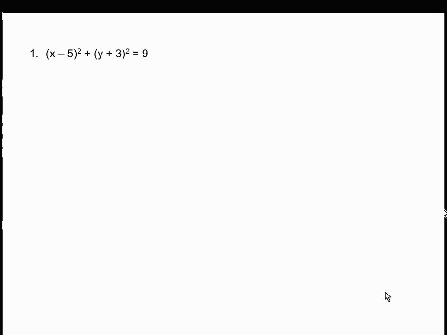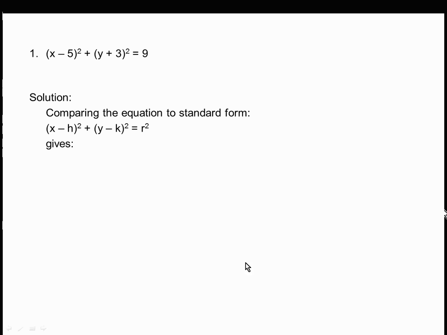So let's see, here's my equation. (x - 5)² + (y + 3)² = 9. Notice it is in standard form. So you compare this to (x - h)² + (y - k)². Notice it's x minus, y minus. This one is an x minus. That's a plus. Remember, minus minus gives you plus. And remember, 9 is r². So the h is 5, the k is negative 3.